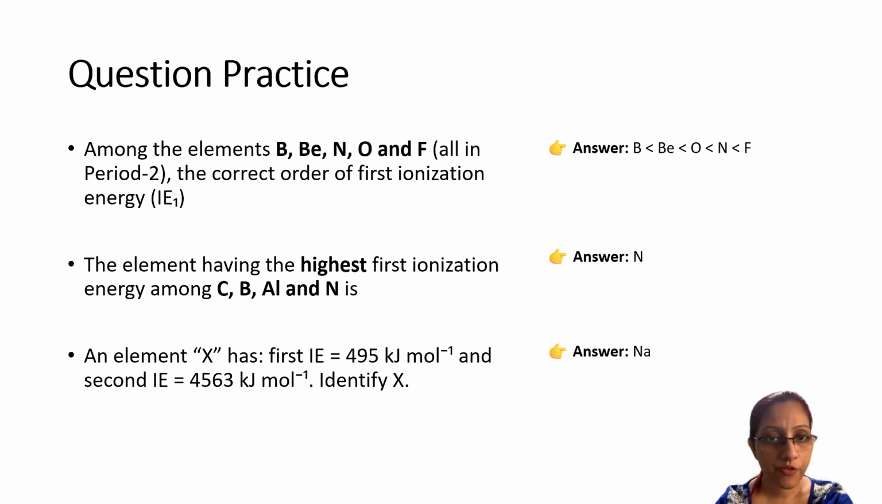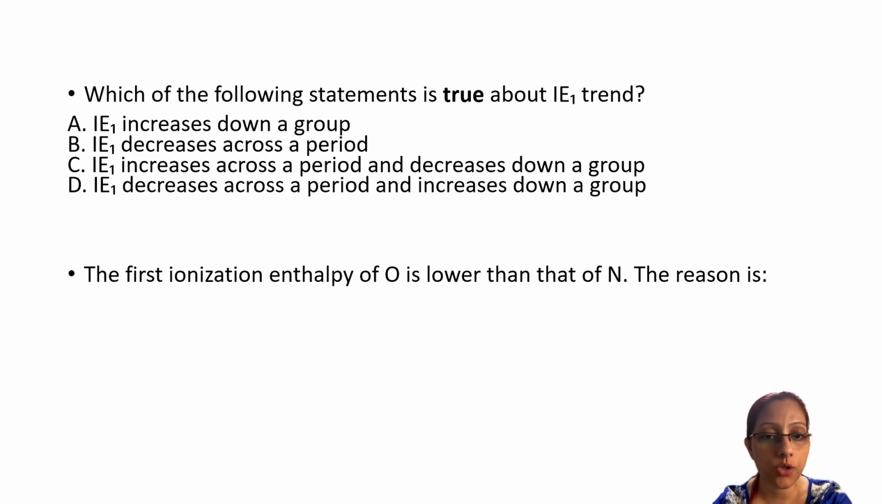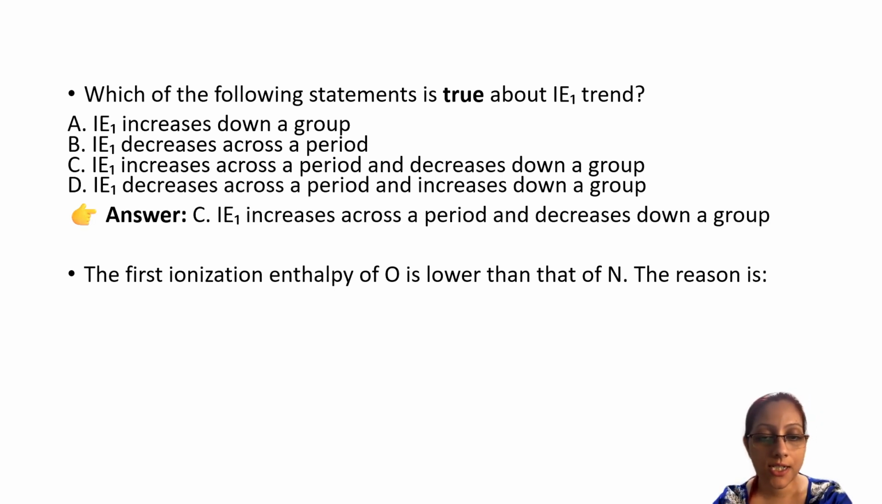So let's take up a few more questions. Next question is, which of the following statements is true about the I1 trend? A, I1 increases down a group. B, I1 decreases across a period. C, I1 increases across a period and decreases down a group. And fourth, I1 decreases across a period and increases down a group. Now, by now you know the correct answer, I think. So the correct answer is C, that is, I1 increases across a period and decreases down a group. This is what we have talked about in this whole lecture, right?